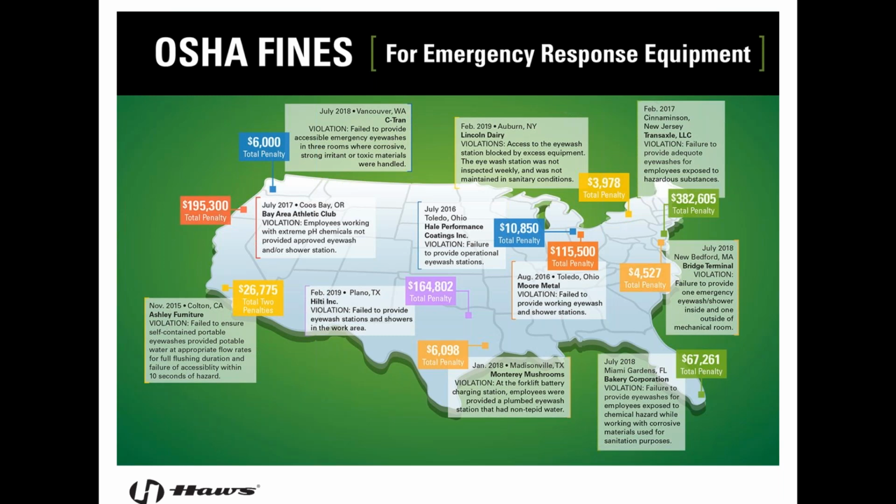One that I like to point out here frequently is the Bay Area Athletic Club in Coos Bay, Oregon. Back in July 2017, I looked into the violation. They had a pool, and their employees were dealing with pH chemicals, balancing the pool, and doing that type of work. They just didn't have an eyewash or shower station. It was probably a repeat violation based on that number, but nearly $200,000, which is a tough amount for any company to swallow. And then there's the elephant in the room in the top right-hand corner over in New Jersey, almost a $400,000 penalty.